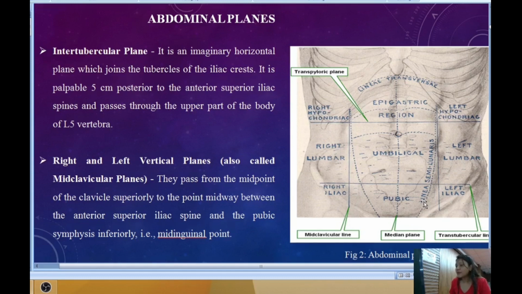These quadrants are important in clinics because certain organs you have to palpate in certain regions. In the middle, it is the epigastric region, then the umbilical region, and then the pubic region. In the right upper part it is the right hypochondriac region, and on the left side the left hypochondriac region. Then right lumbar, left lumbar, and right iliac, left iliac.